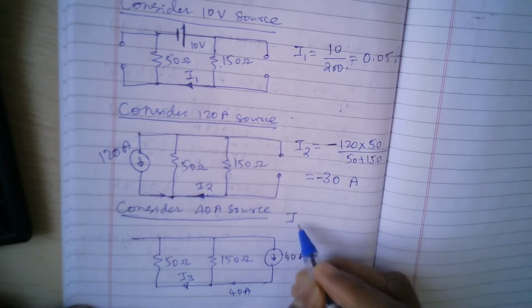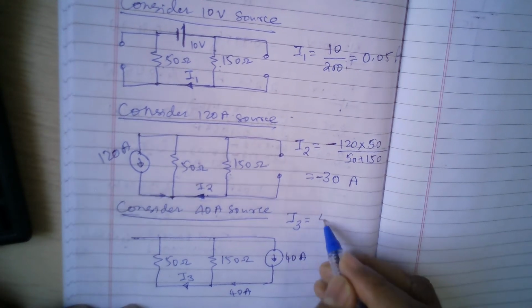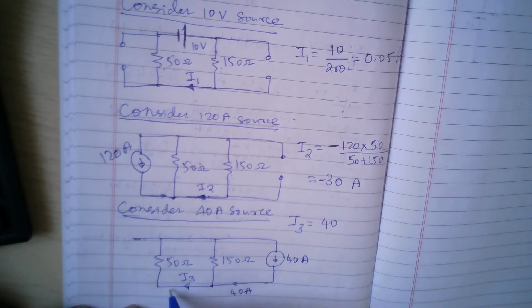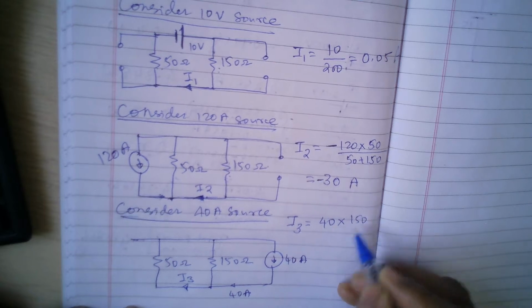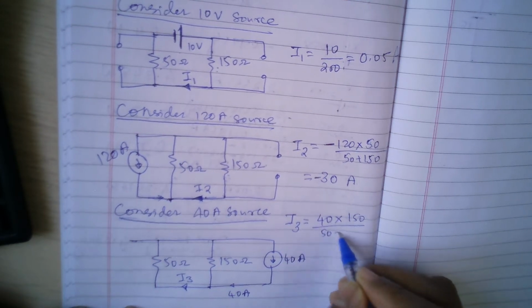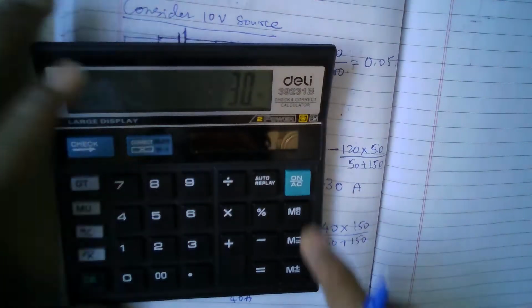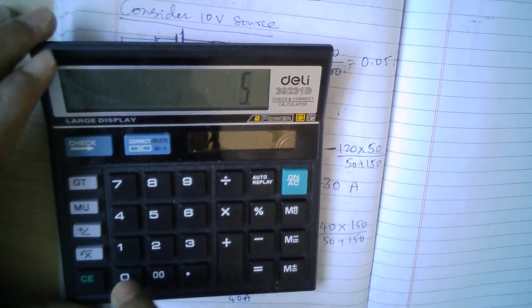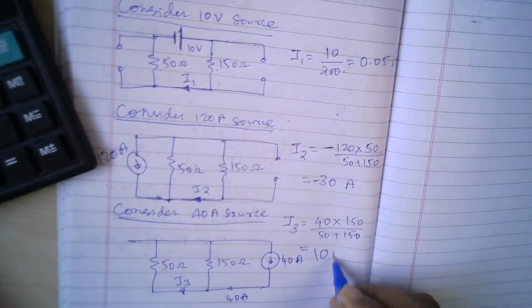So again I will get I3 is equal to 40. This will be positive only because it will be in the same direction. So multiplied by the opposite resistance 150 divided by the total resistance 50 plus 150. Okay, so let's see what we get here. 40 into 50 divided by 200. So I'm getting 10 amperes.